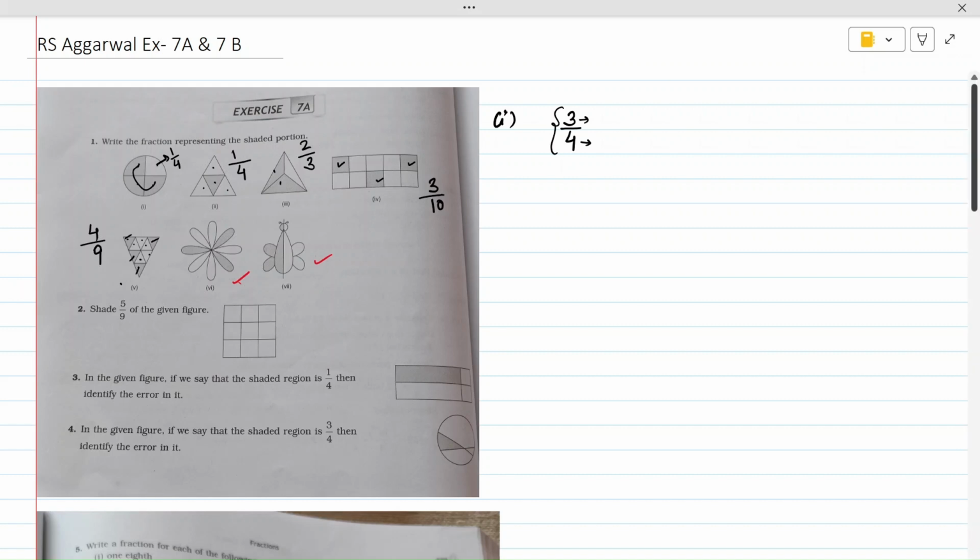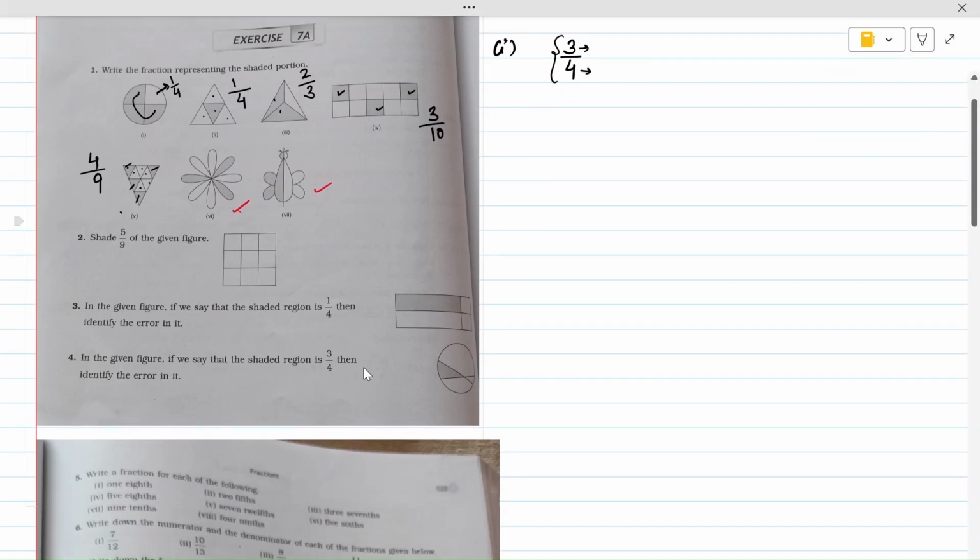Next one, we have to shade 5 by 9th of the given figure. So that means we have 1, 2, 3, 4, 5, 6, 7, 8, 9 equal portions. Out of these we have to shade 5. So here we can pick any 5. Let's pick these. I am marking them, and please consider them as shaded. So 1, 2, 3, 4 and 5. So this is the portion which is represented by shading here. 5/9 of the portion is shaded.